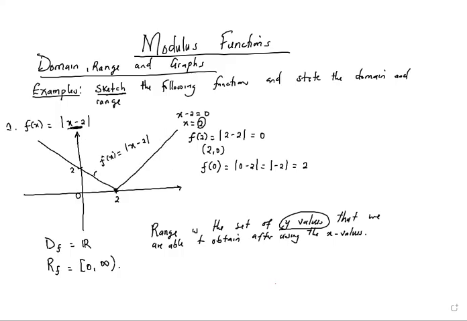So when looking at the range, you don't look at the x values. These are the x. You look at the y values. What y values are we able to get? Can we get a negative y value? There's no negative here because the graph is above the x-axis. It's starting from the x-axis and going up. So that is the range.